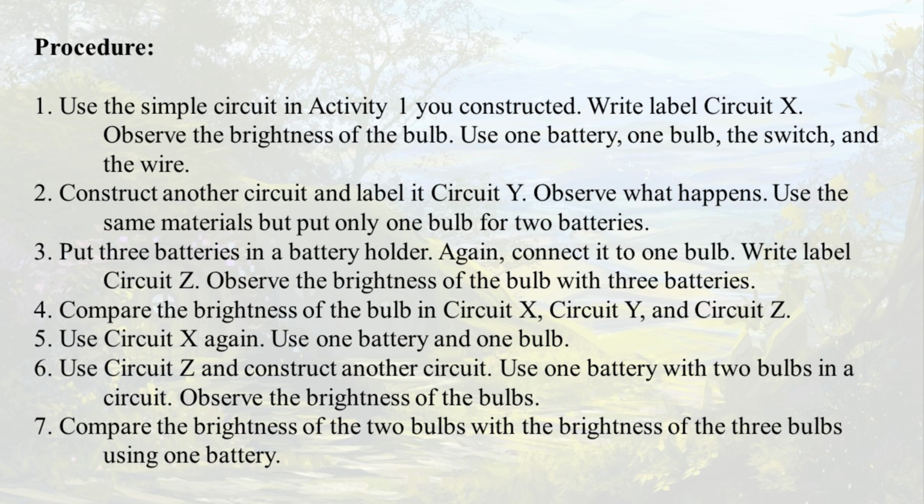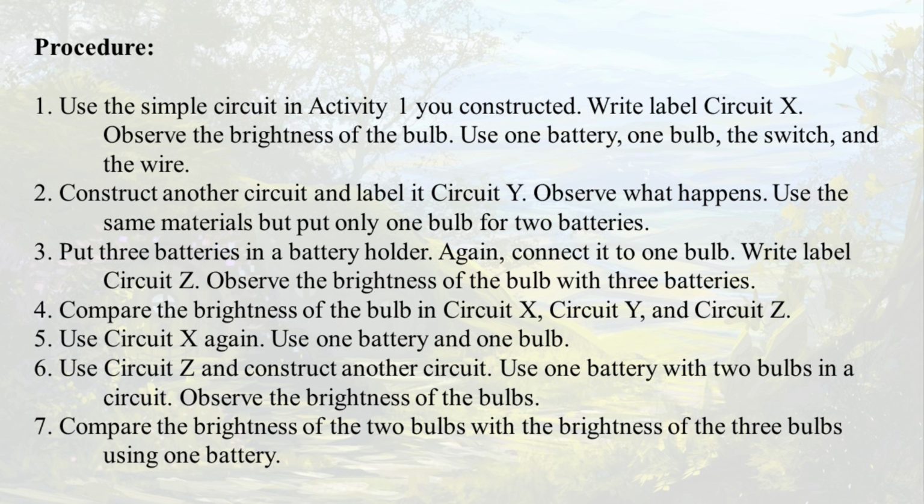Procedure. 1. Use the simple circuit in Activity 1 you constructed. Label it circuit X. Observe the brightness of the bulb. Use 1 battery, 1 bulb, the switch, and the wire. 2. Construct another circuit and label it circuit Y. Observe what happens. Use the same materials but put only 1 bulb for 2 batteries.